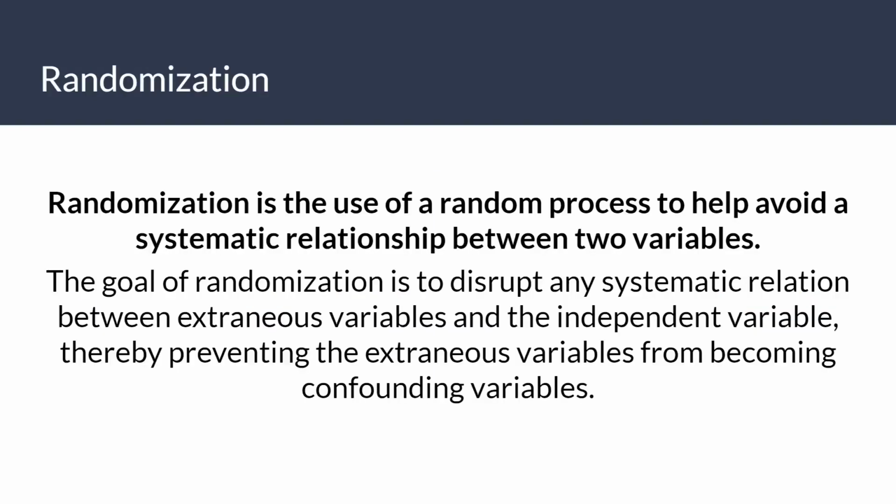Here's the third way of controlling extraneous variables: you can also do randomization. Randomization is the use of random process to help avoid a systematic relationship between two variables. The goal of randomization is to disrupt any systematic relation between extraneous variables and the independent variable, thereby preventing the extraneous variable from becoming a confounding variable.